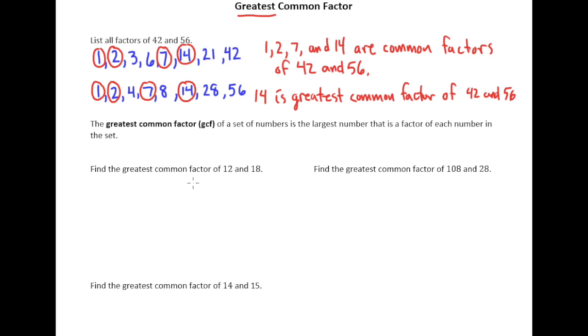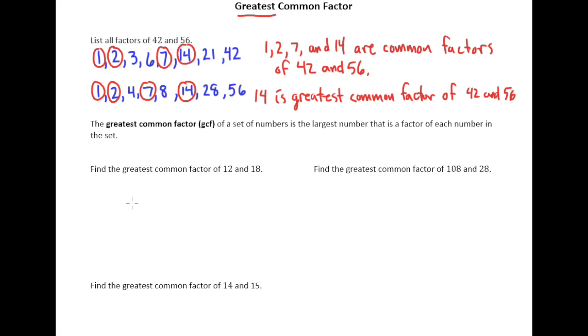Okay. So what's the formal definition here? Well, the greatest common factor of a set of numbers is the largest number that is a factor of each number in the set. Another way to say the same thing is that it's the largest number that divides into each number in the set. So let's look at a couple examples here. And just like with least common multiple, if the numbers are ever friendly enough that you just know what the greatest common factor is, you can go ahead and feel free to write that down.